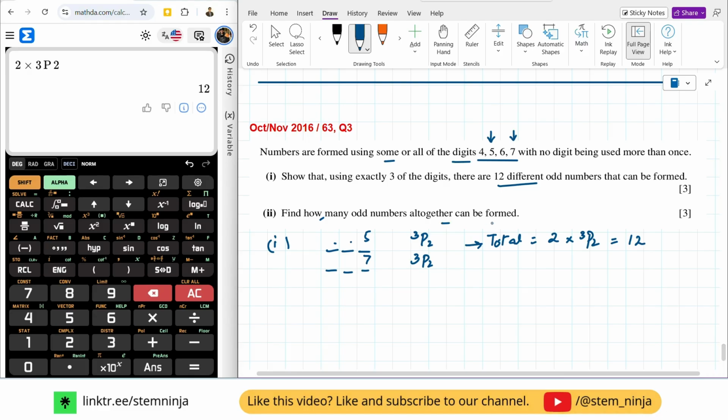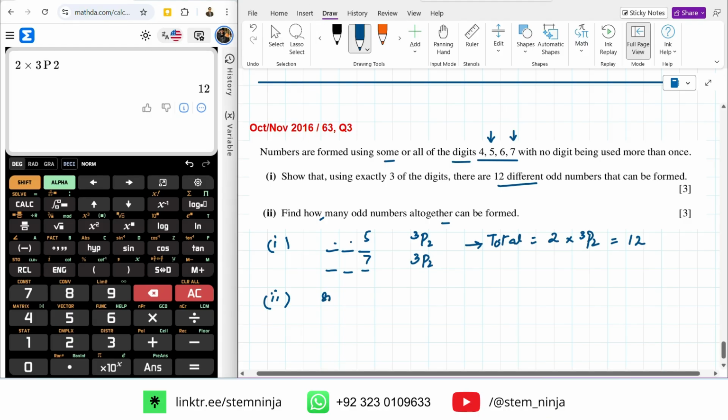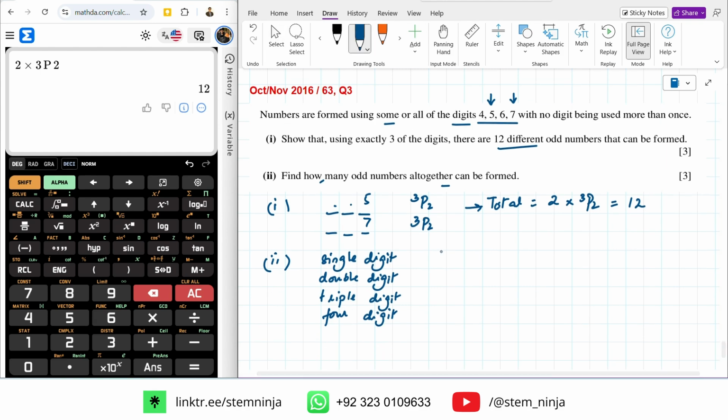Find how many odd numbers altogether can be formed. Now, altogether means they could be single digit, double digit, triple digit, 4-digit number. So single digit, double digit number, triple digit number, or 4-digit number. So 4, 5, 6, 7. So in single digits, you just have 2 choices because you just have 5 and 7.